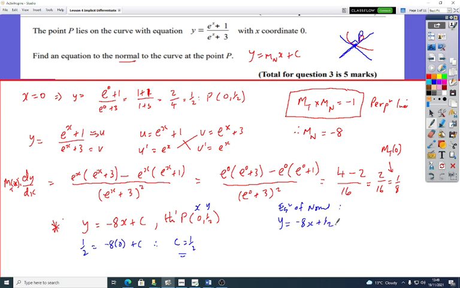Now sometimes they do ask you for a different form where they want it all in integers. You could double everything and say 2y equals minus 16x plus 1 and bring that to your side, so you get 16x plus 2y equals 1. Now sometimes they ask you that form, not all the time, just be careful. If it does ask you in that form, you'll lose a mark if you don't put it in that form.